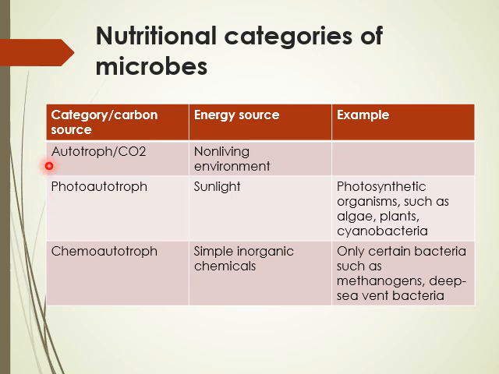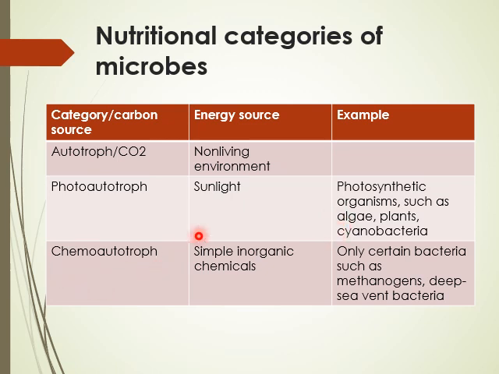Okay, we have here the autotroph, or the one that uses carbon dioxide. So if they are photoautotroph, they are using sunlight as the energy source. So phototroph, they use the non-living environment. So sunlight is not an organism, right? That is the energy source for phototroph. Example, we have the photosynthetic organisms such as algae, plants, and cyanobacteria.